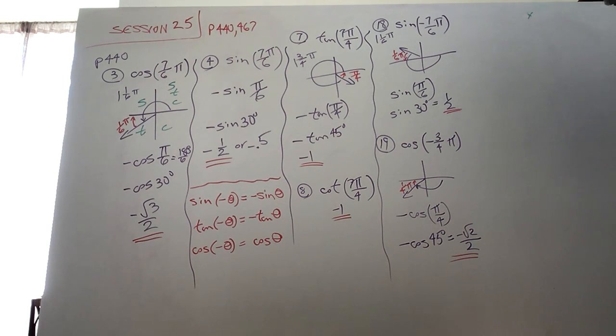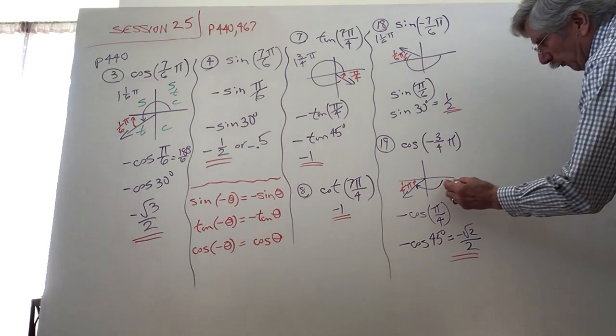And then number 19 is a negative rotation also, but it's 3/4 pi. So our 3/4 pi is here.